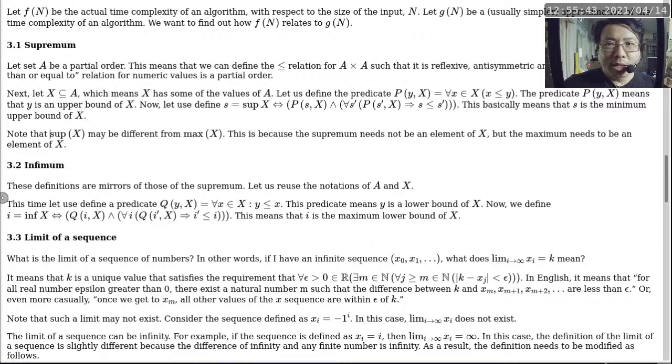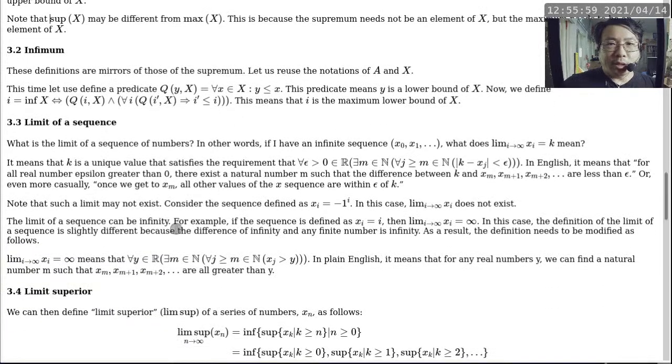Infimum. There we go. So the infimum is the opposite. For the most part, you can look at this as the minimum of x. So we have the maximum, we have the minimum within x. Now we want to talk about the concept of finding the limit of a sequence.